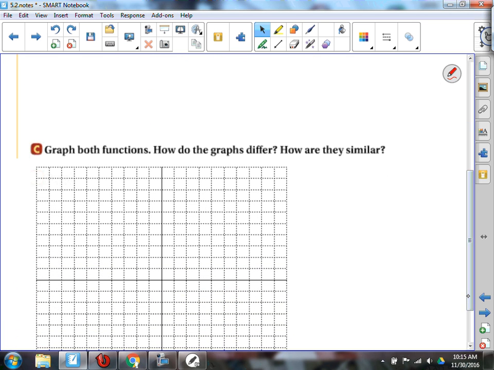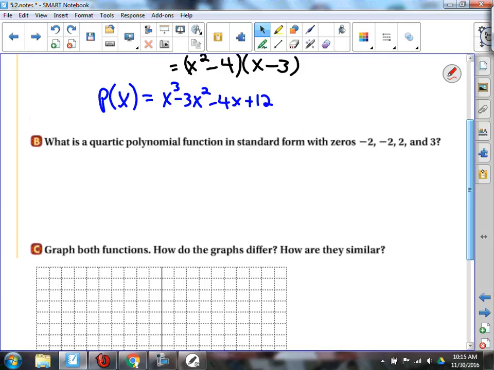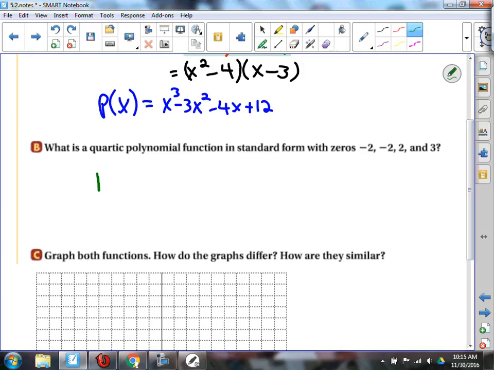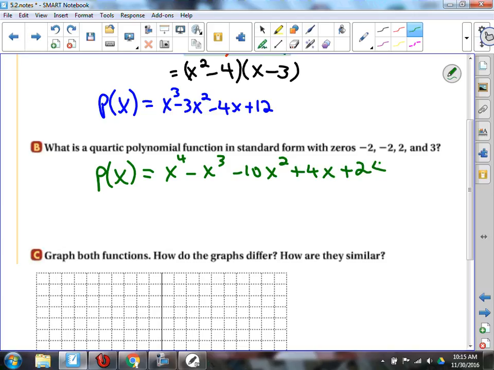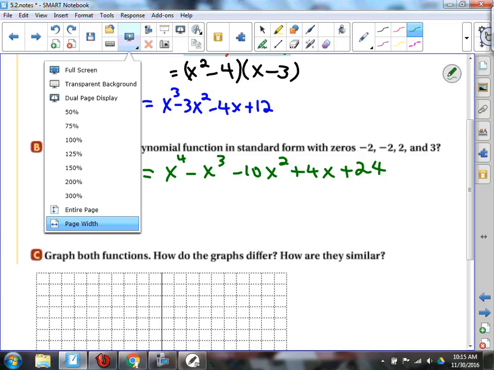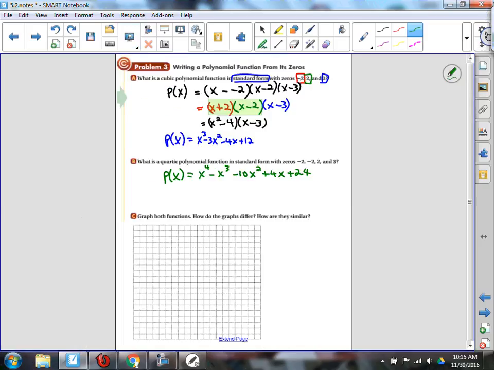So graph both functions. How do the graphs differ? How are they similar? So this other p of x was x to the fourth minus x cubed minus 10x squared plus 4x plus 24. So let's look at both of them graphed. The first one in example A has x-intercepts at x equals negative 2, positive 2, and 3. Y-intercept of 12, and behavior of the graph is up on the right and down on the left.